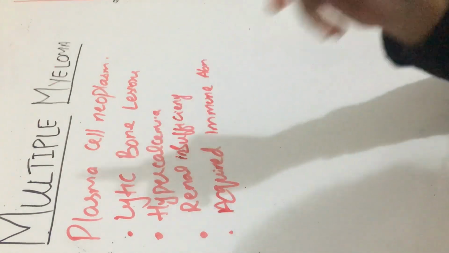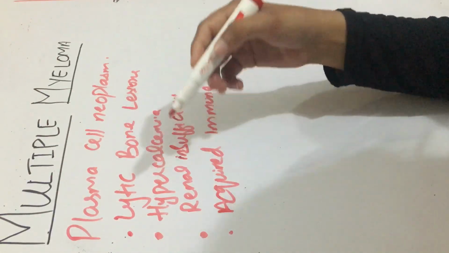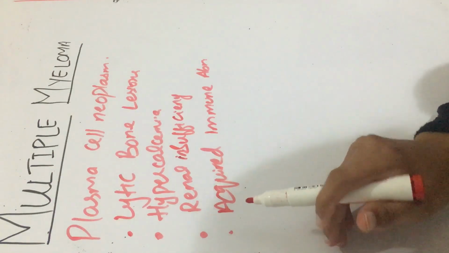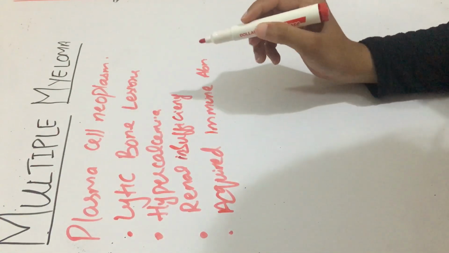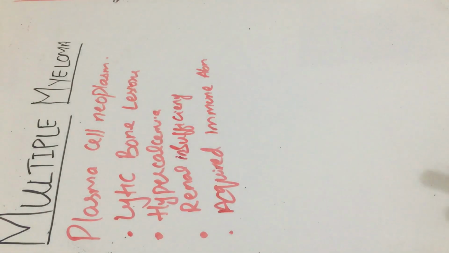So multiple myeloma is a plasma cell neoplasm which is associated with lytic bone lesions, hypercalcemia, renal insufficiency and acquired immune abnormalities, and these are all due to the effects of excessive production of abnormal immunoglobulins.